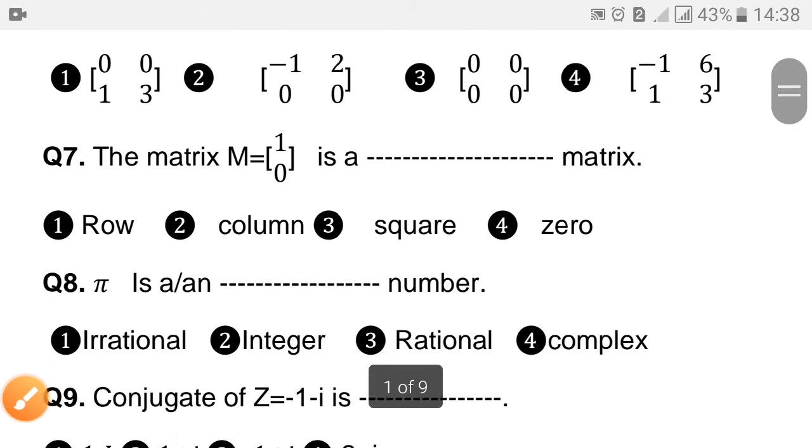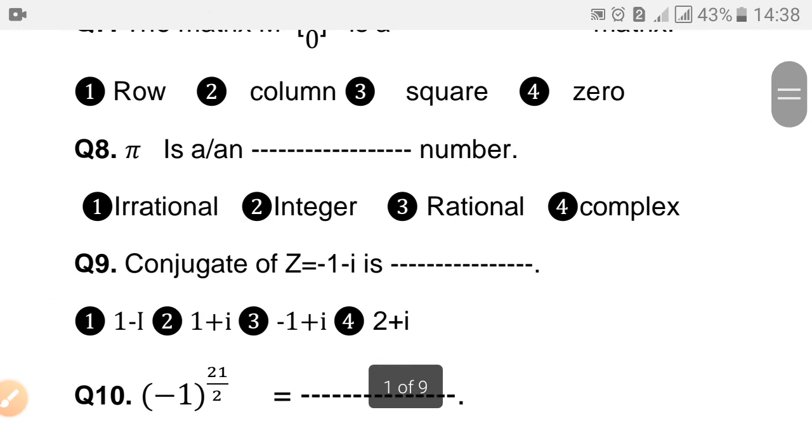Next, question number 7 is about the matrix M equal to 1, 0, which is a dash matrix. Now in this matrix we have 2 rows and 1 column. This type of matrix is called a column matrix. If a matrix has only 1 column, then it is called a column matrix, and if the matrix has only 1 row, then it is called a row matrix. Square matrices are those in which the number of rows and number of columns are equal, and a zero matrix is one in which all the entries are equal to 0. Now this is the example of a column matrix.